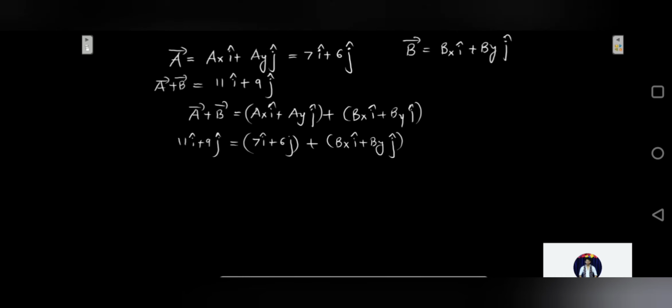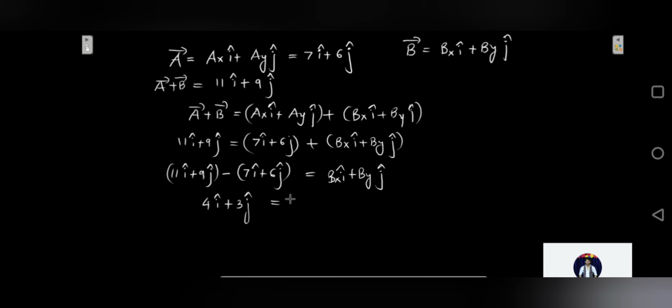So what I will get is 11i plus 9j minus 7i plus 6j, since it is going on the other side it will become negative, is equal to bxi plus byj. So 11 minus 7 is going to be 4i, 9 minus 6 will become plus 3j, is going to be equal to bxi plus byj. So you got vector B from here now.